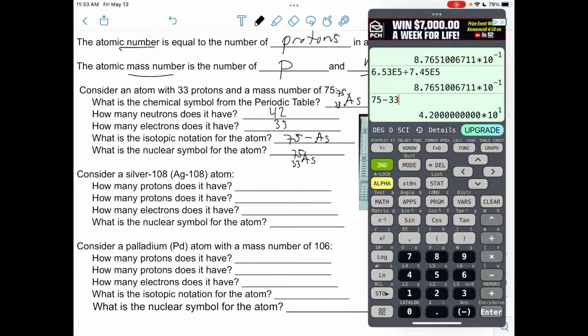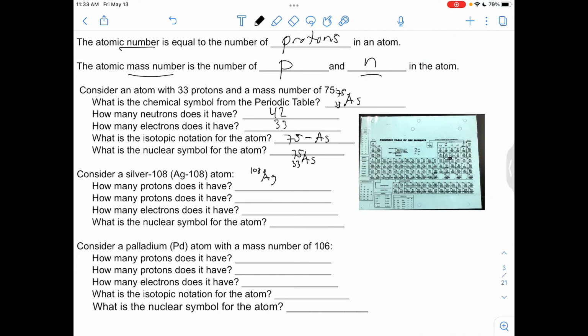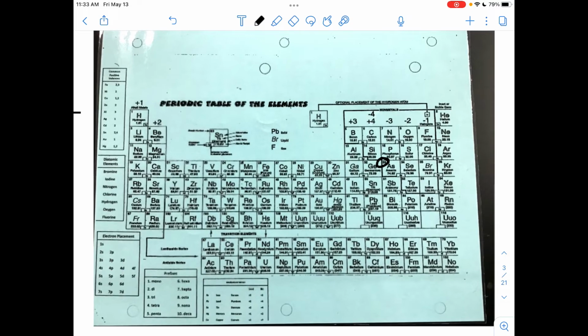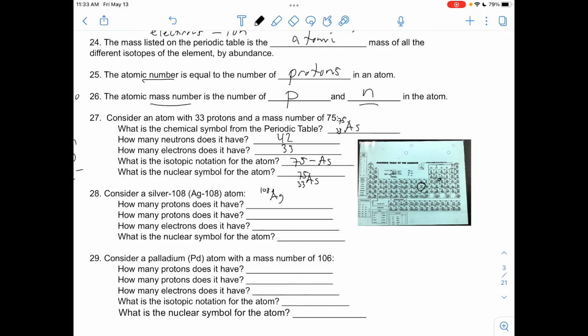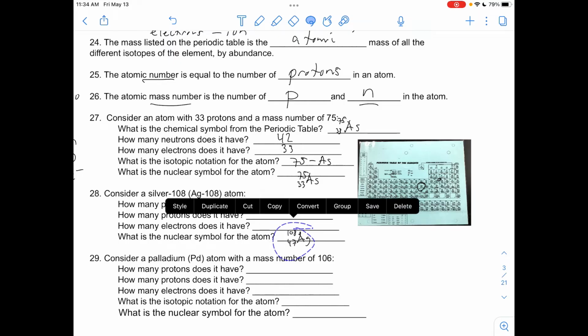All right, so moving on. Silver 108. How many protons? Again, Ag, it would look like this, the nuclear symbol. And again, silver, I gotta look for it. Where's silver? Silver is right here. So 47 has an atomic number 47. And actually, I'm going to copy this and move it down here. That's the nuclear symbol.